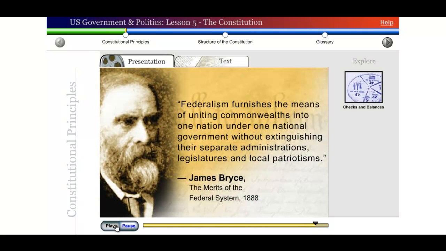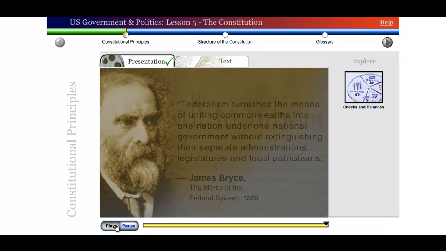"Federalism furnishes the means of uniting commonwealths into one nation under one national government without extinguishing their separate administrations, legislatures, and local patriotisms." James Bryce, 1888.